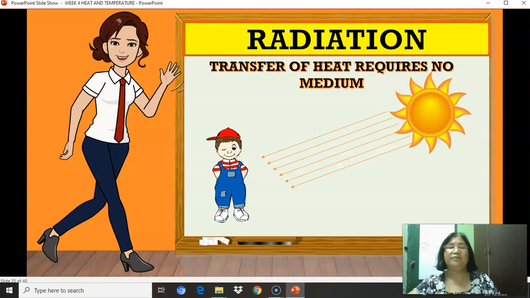Okay, next. How about radiation? Ang radiation naman is the transfer of heat that requires no medium. So, in my example, this boy, kahit sobrang layo ng distansya niya kay Haring Araw, once the sun emitted sun rays, tatamaan tong batang to ng radiation kahit walang medium na dadaanan. Ang tawag doon ay radiation.